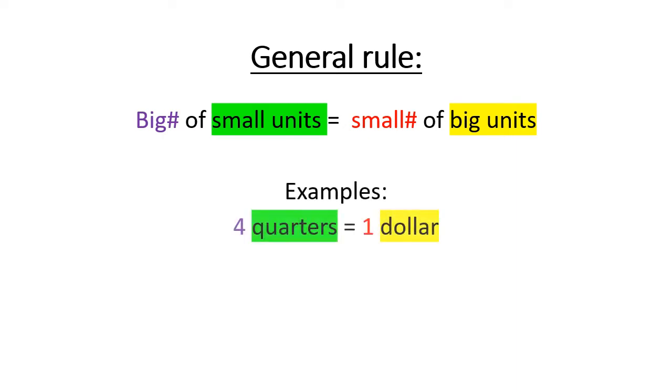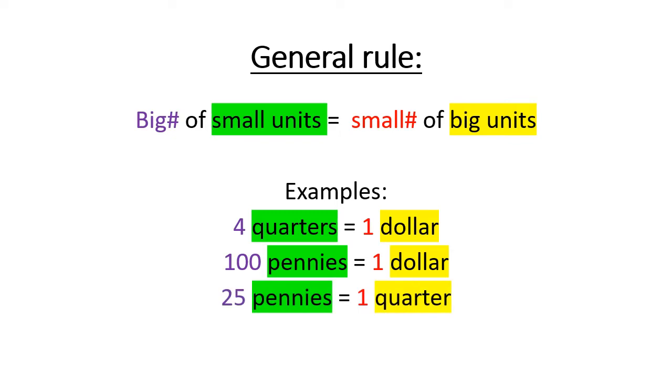Here's some examples. When we think of quarters and dollars, quarters is smaller than dollars, and so I expect the bigger number next to quarters. You can see that it's 4 quarters that's equivalent to $1. When we think of pennies and dollars, same thing. Pennies are smaller than dollars. I expect there to be more pennies. Pennies and quarters. Pennies are smaller than quarters. I also expect a larger number next to pennies.